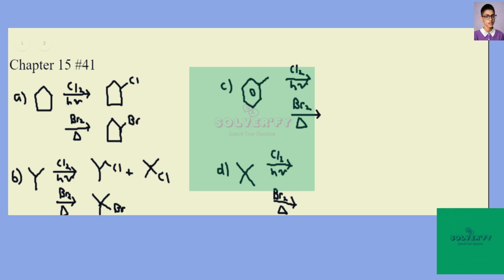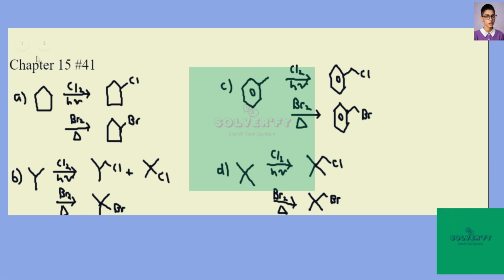For C, again, there's only one type of sp3 hybridized carbon here, so that is where the chlorine will react, and the same is going to be true for the bromine. In D, once again, there is only one type of carbon-hydrogen bond available for reaction. So we're only going to get one product for each of these reactions.